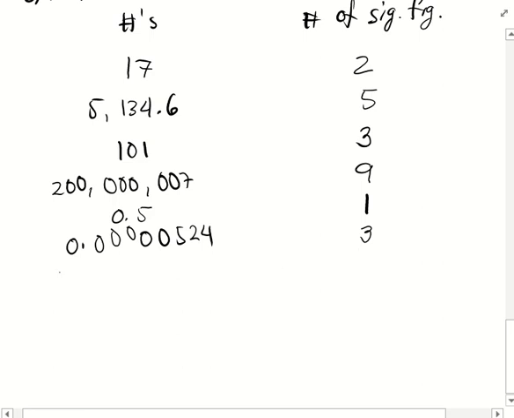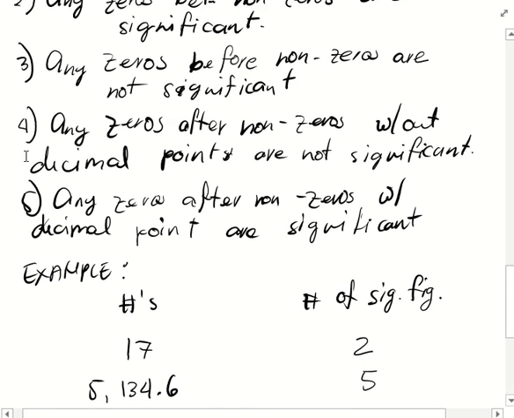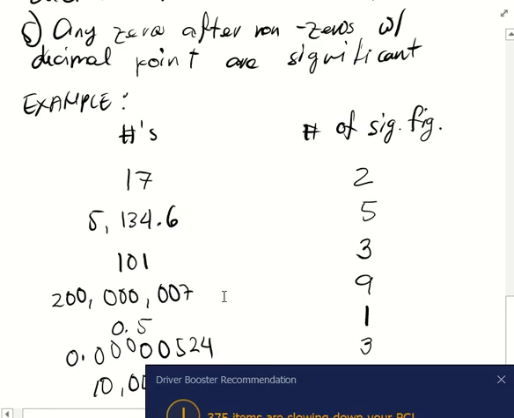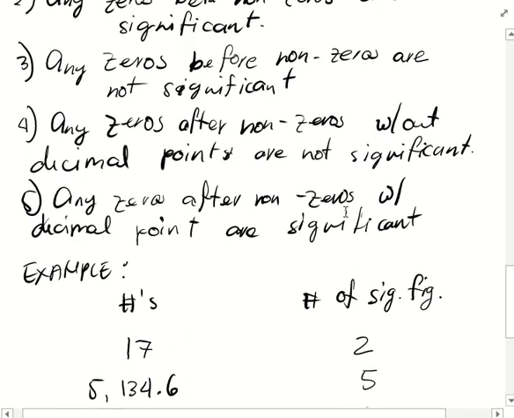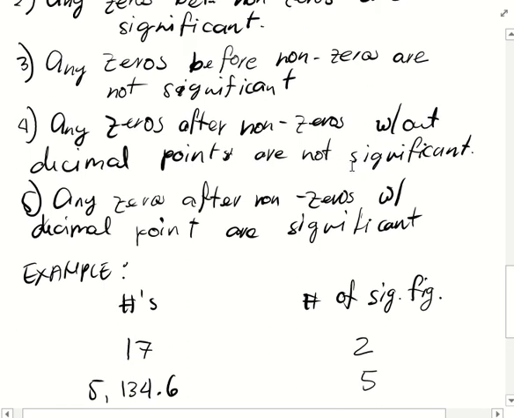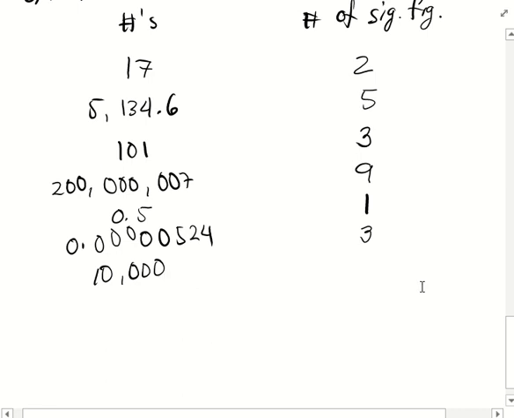Next, how about this one? 10,000. How many significant figures are there? So these zeros here are after a real number. It's not before, so it's after. So that's rule number 4, and it's without a decimal point. There's no decimal point after the 0. So we can consider them as not significant figures. So how many significant figures do we have here? We only have one significant figure. Then how about this one?